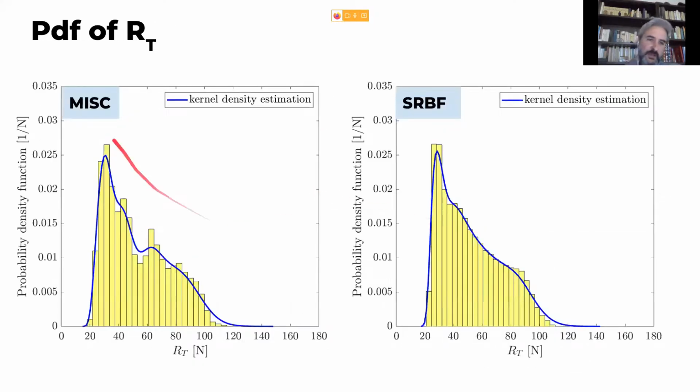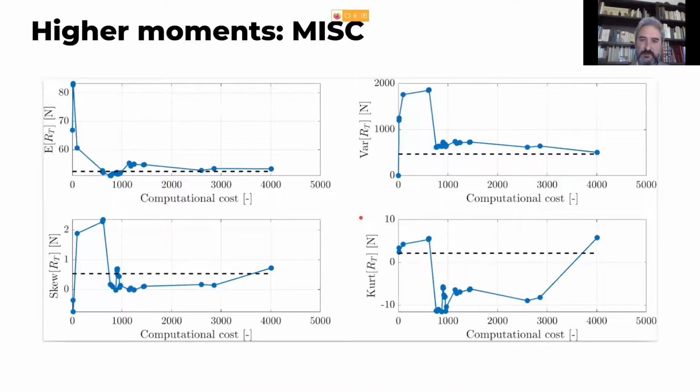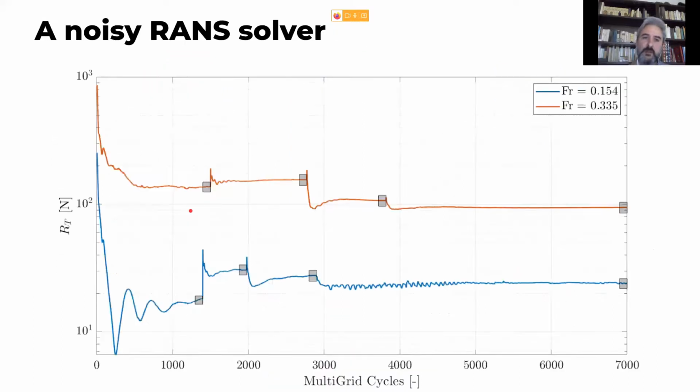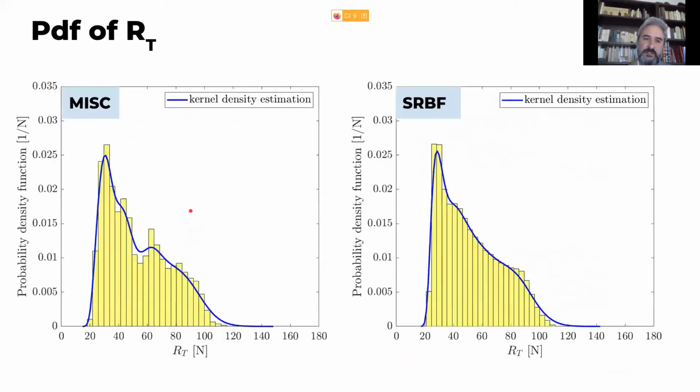And if you take a look instead at the PDF that you get by sampling the surrogate model for MISC and the surrogate model of SRBF, even though the surrogate model for SRBF, which is this one, is much, much nicer than the surrogate model for MISC, the bulk of the result is there anyways, right? So this spurious peak, again, is due to the fact that the MISC has problems with the noise of the run solver being interpolated, but the peak is pretty much okay, and the support of the PDF is pretty much okay. So for most practical purposes, it wouldn't be too bad anyways.